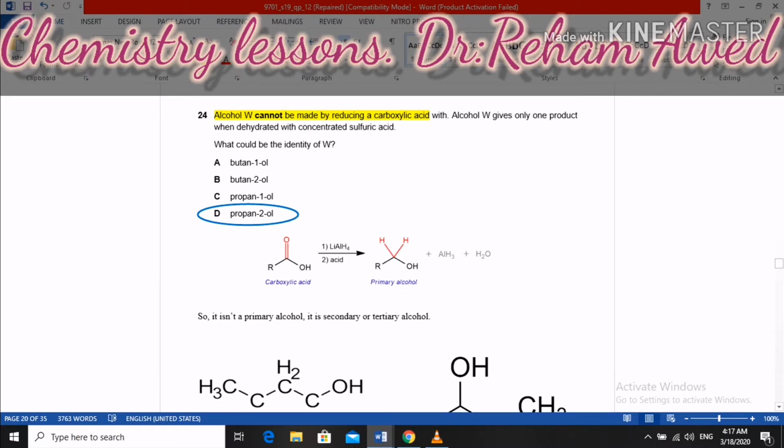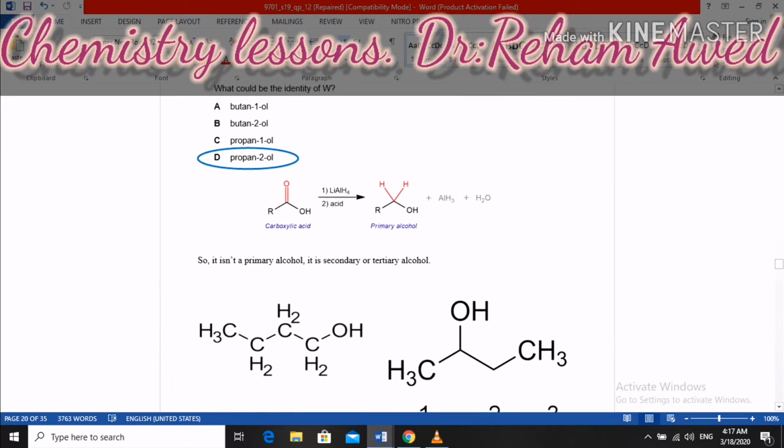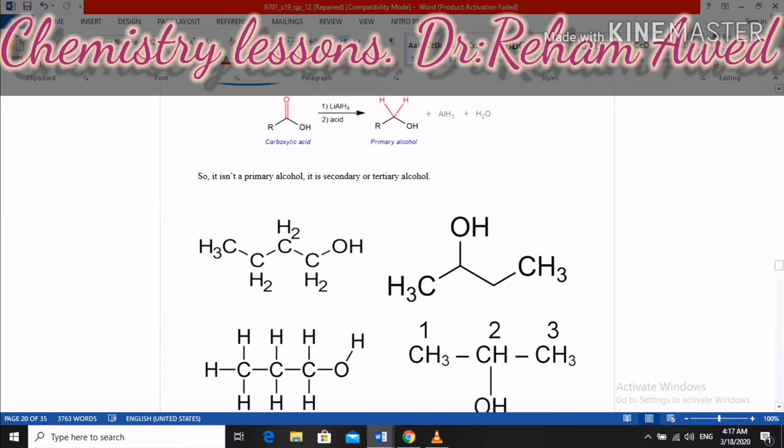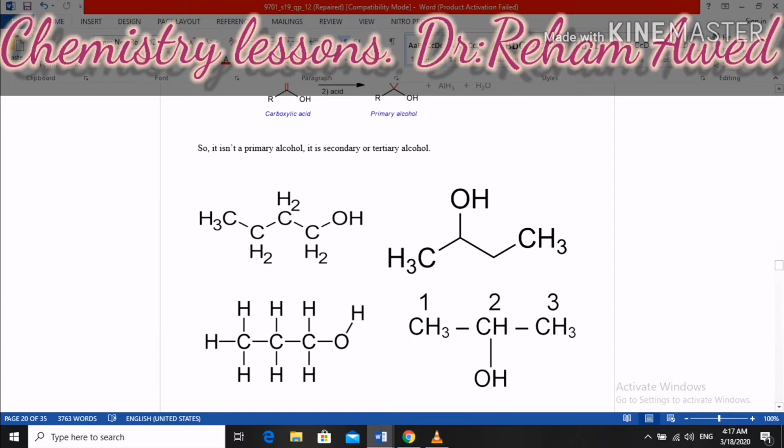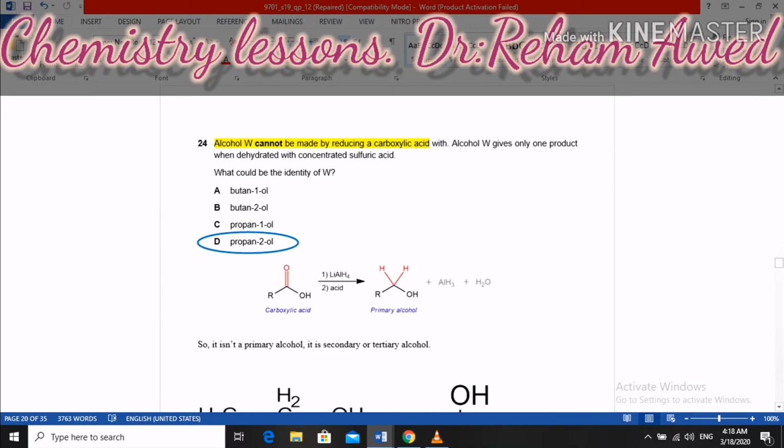At first, butan-1-ol. Butan-1-ol is a primary alcohol, cancelled. Second one, butan-2-ol. It is a secondary alcohol. Third one, propan-1-ol. It is a primary alcohol, cancelled. Propan-2-ol, it is a secondary alcohol. So we have two secondary alcohols, butan-2-ol and propan-2-ol. Which one of them will be dehydrated with concentrated sulfuric acid and give only one product?